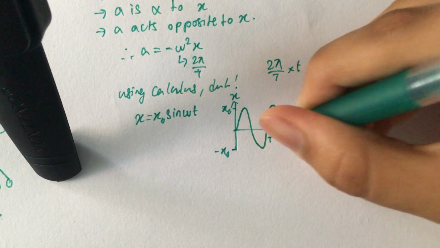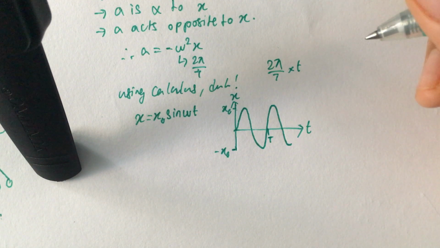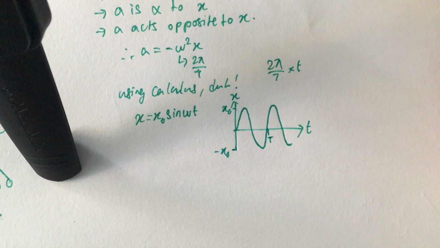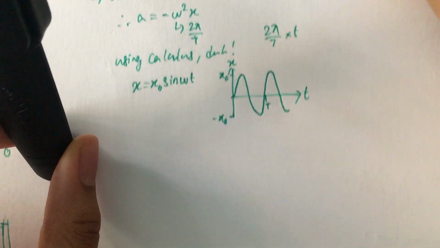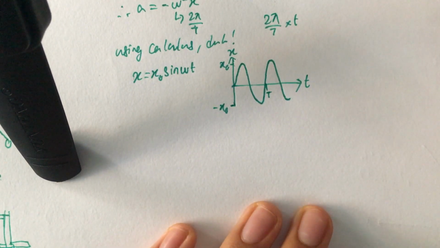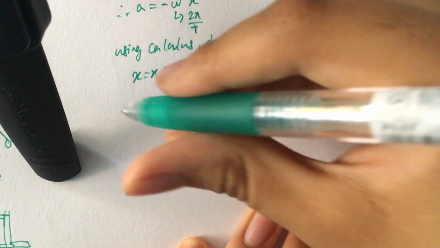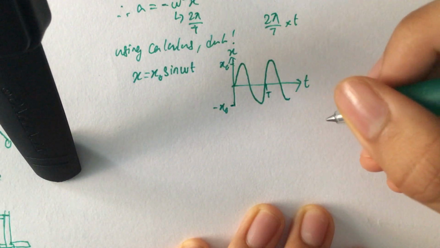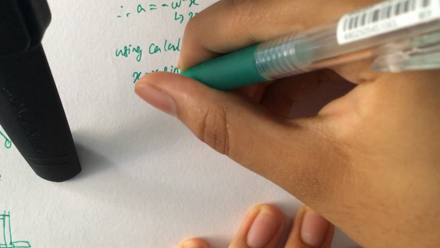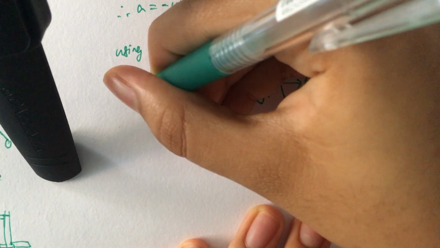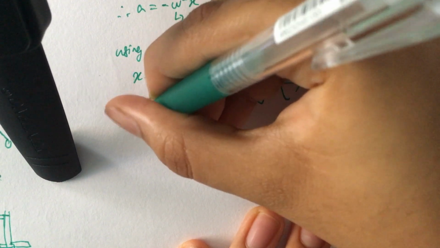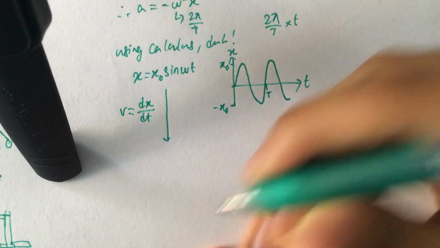x equals x naught sine w, or angular frequency, times t. And that is actually the starting equation that you get. I mean, you can use cosine or negative sine or whatever, because you will eventually get the same conclusion of acceleration equals negative angular frequency squared times x. I'll tell you how, but I think this is the easiest way to get it from sine.